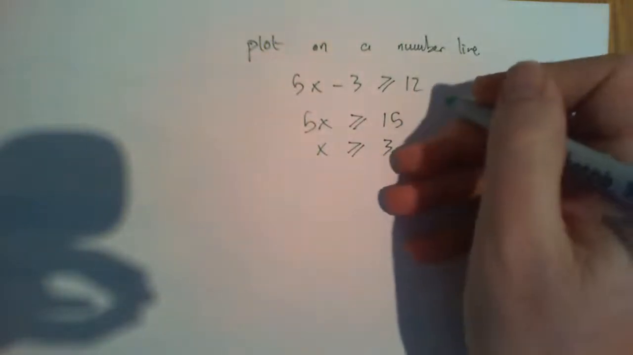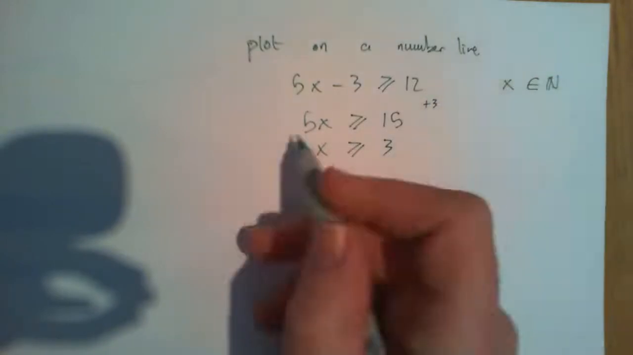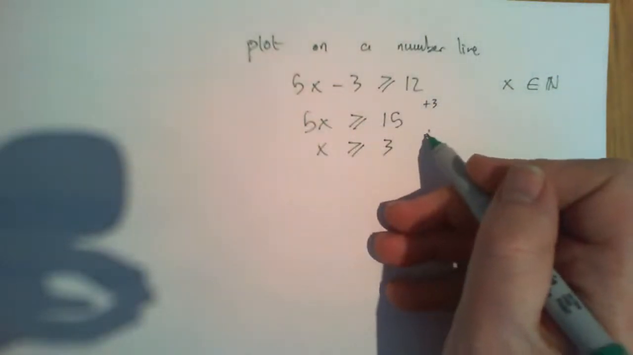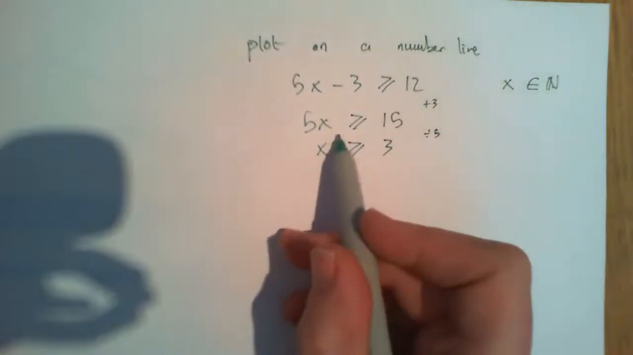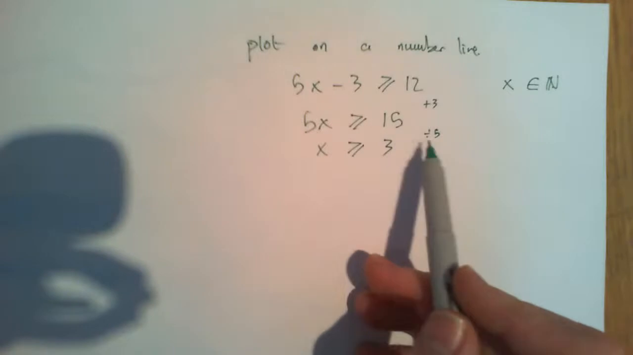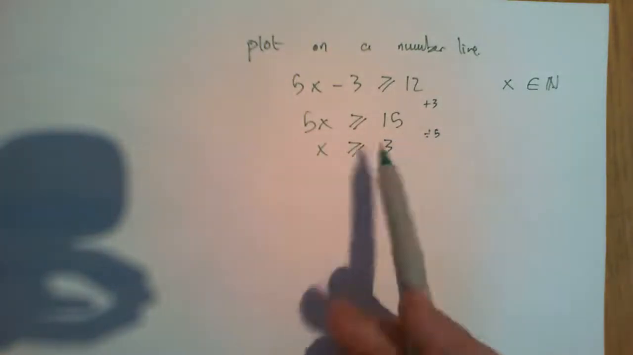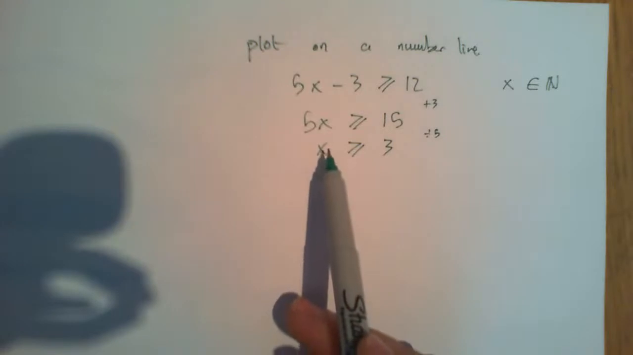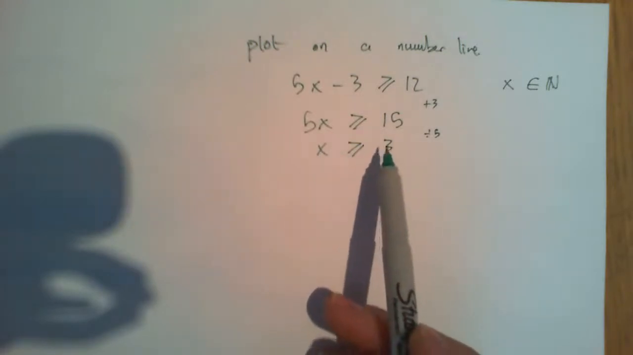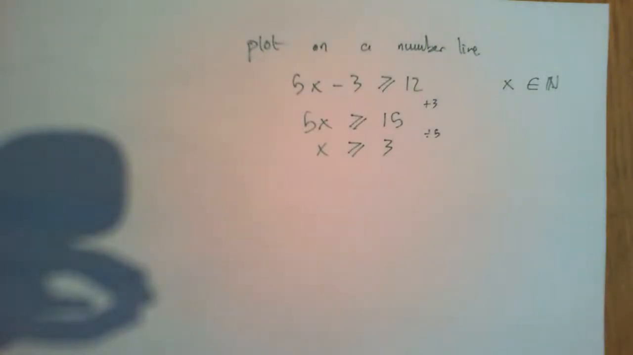So what have I done here? We're going to add 3 to both sides, and then we're going to divide by 5. So if I add 3 to both sides, I end up with this line. If I divide both sides by 5, I end up with this line. So now, how would I plot x ≥ 3 on a number line if x is a natural number? Well, I need a number line, don't I?